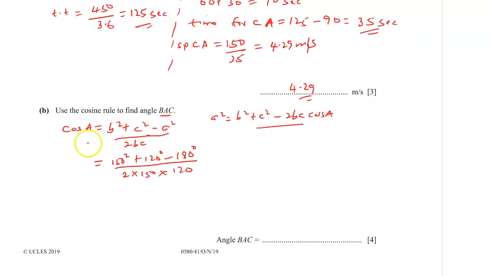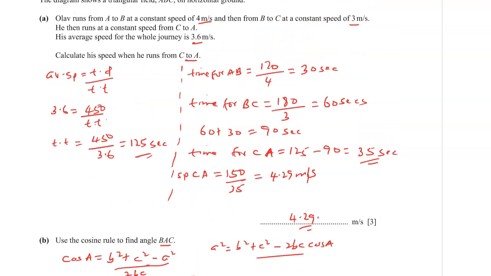So when you calculate this one, you'll find that cos A is equal to 0.125. Therefore, A is equal to the inverse of cos 0.125. This gives you 82.8 degrees. 82.8 degrees right there.